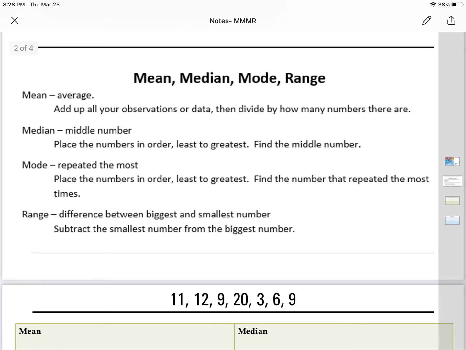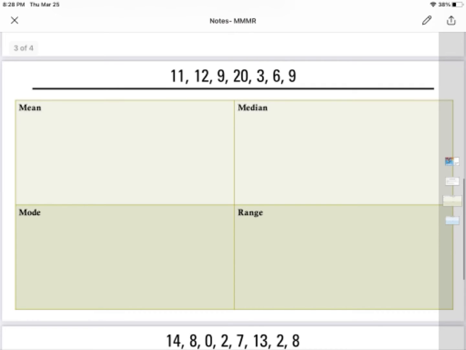So now let's practice. Okay, so for this first one, we've got a set of numbers at the top: 11, 12, 9, 20, 3, 6, 9. So first, to find the mean, remember that's when you're adding all the numbers in your data set together, and then you're going to divide by how many numbers are present. So first we need to find the sum of these numbers. So you're going to add all of these numbers up together. That's going to be your sum. And when you add them up, you should get 70.